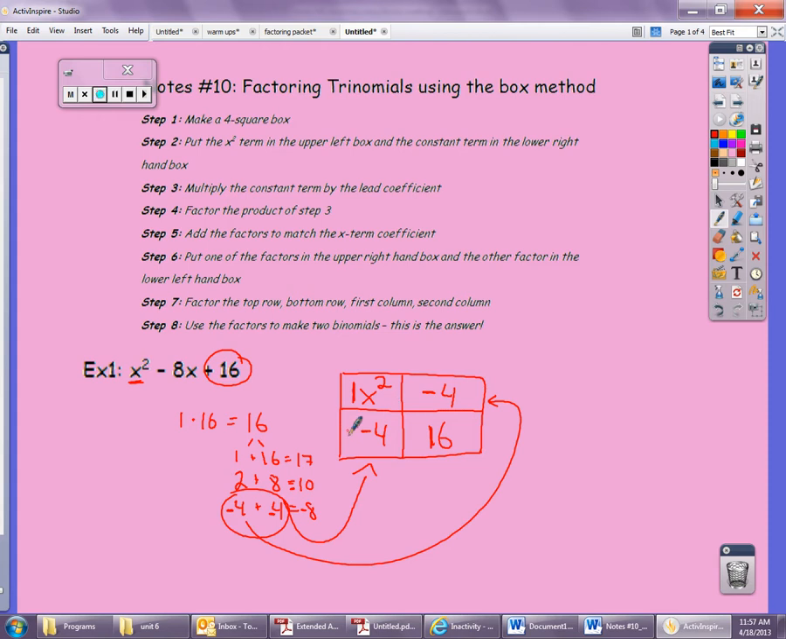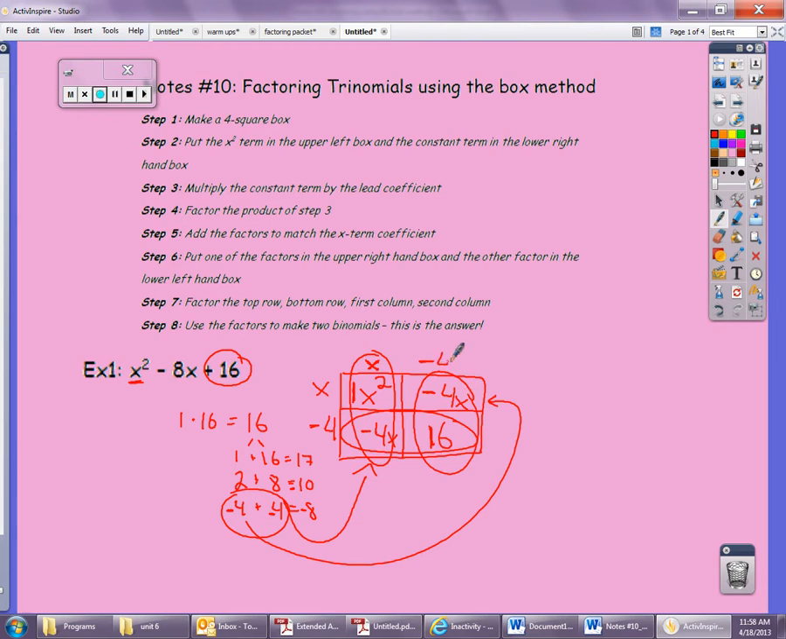So we want to factor our top row, the bottom row, the first column, and the second column. Well, my top row, the only thing that these guys have in common is going to be an x. And then the bottom row, what do these two numbers have in common? A negative 4. What do these two numbers have in common? X. And then we factor this. What do these two have in common?